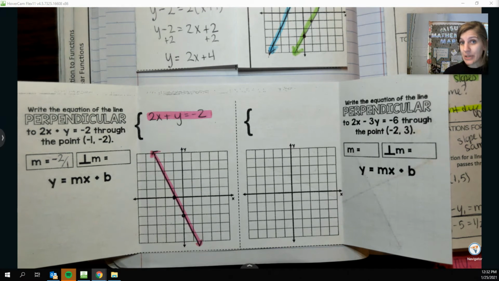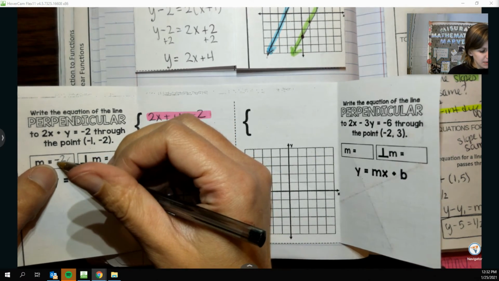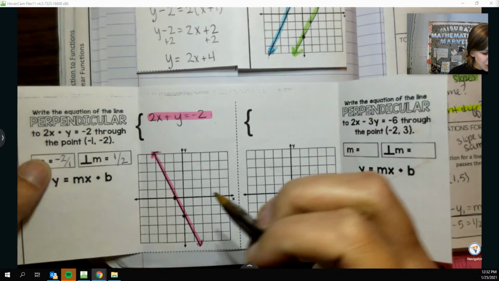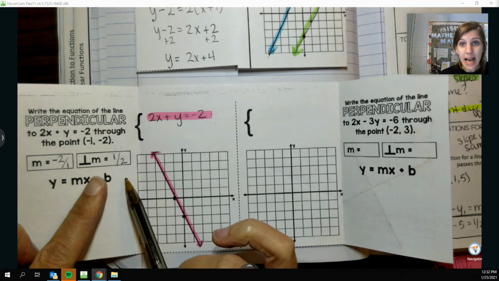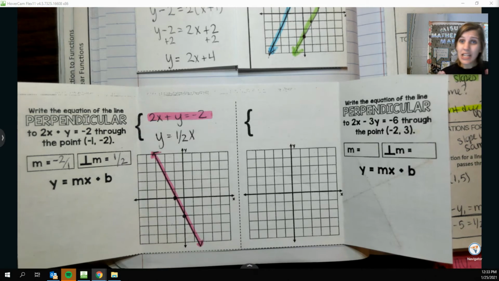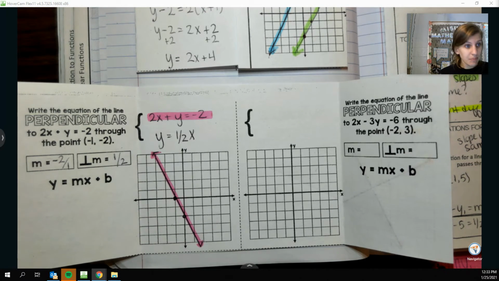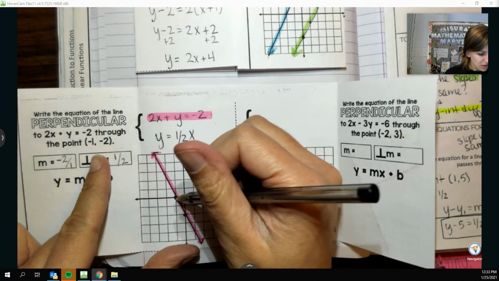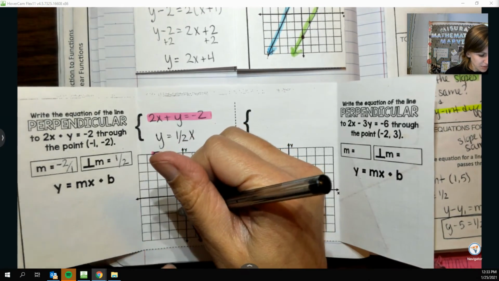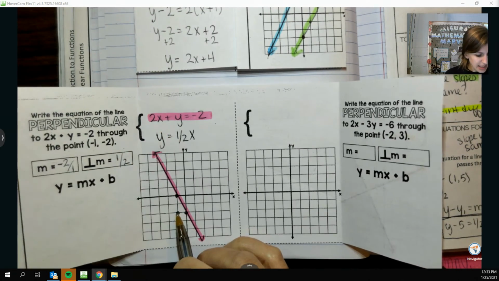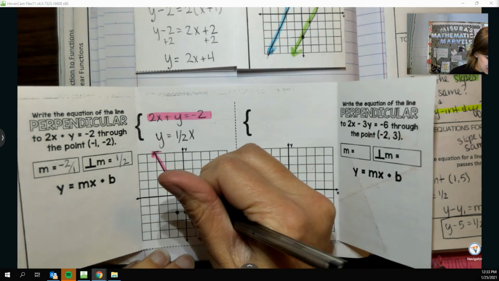And then my new line needs to be perpendicular to that. So I would make it opposite, so positive, and then flip it over, so half. And so knowing that my slope needs to be half, I can write y equals half x, but I don't know the y-intercept yet, but I do know I can start at the point that they gave to me. So if I go to negative 1, comma negative 2, I start there, and then I would do my slope of up 1, forward 2, my slope of half.